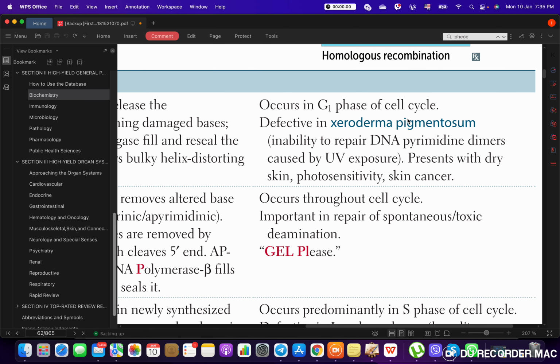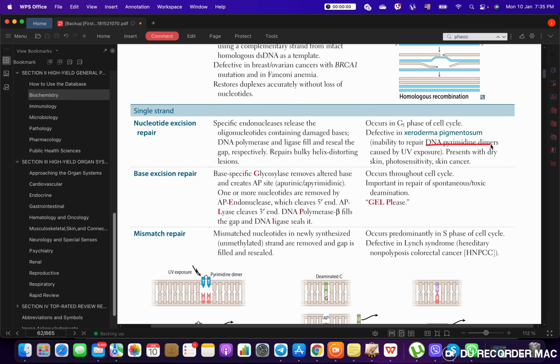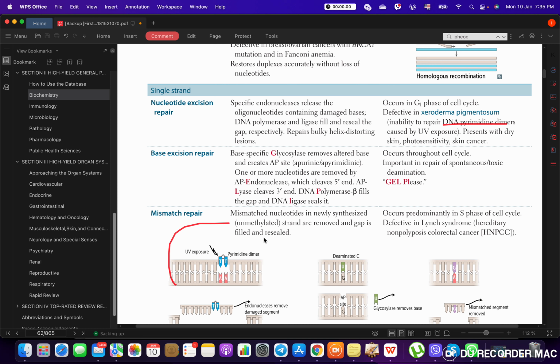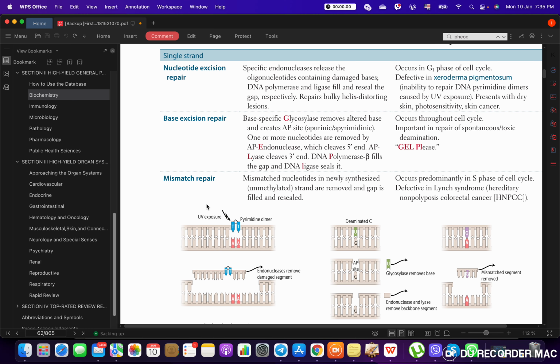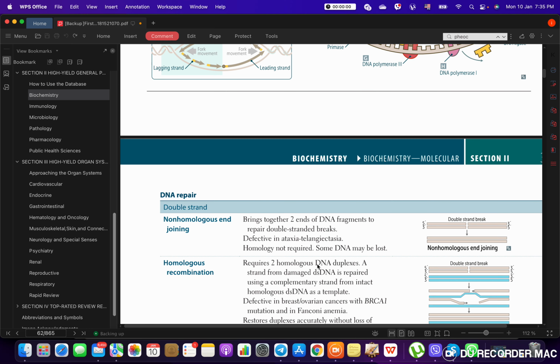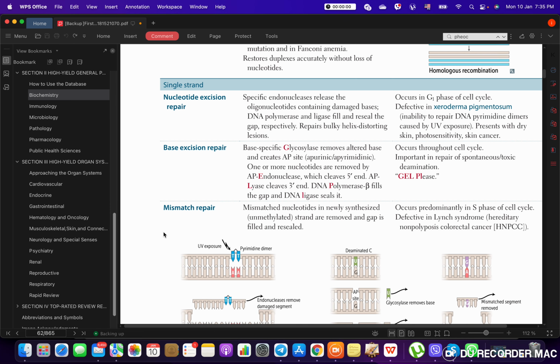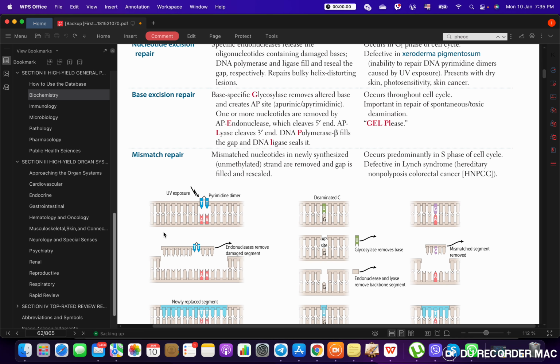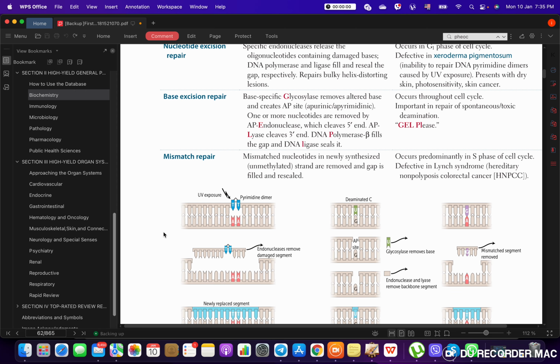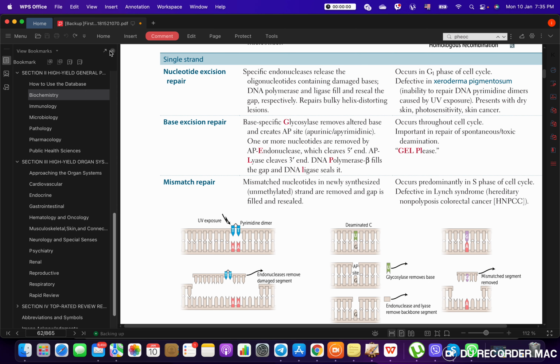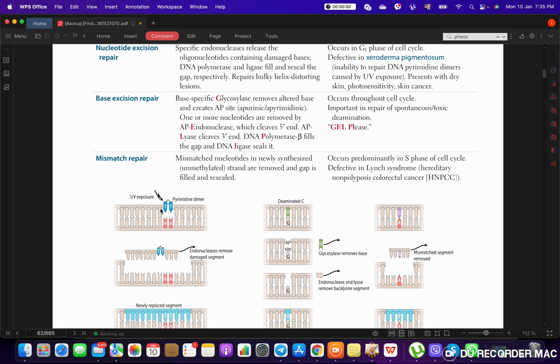So, xeroderma pigmentosa is the inability to repair the DNA pyrimidine dimers that were created by UV light. It presents with dry skin, photosensitivity, and skin cancer. Okay, that's xeroderma pigmentosa. Do not confuse it with ataxia telangiectasia, which is due to non-homologous end joining. So let's speak about the next one. Guys, can somebody remind me, please? What is a nucleotide made out of?